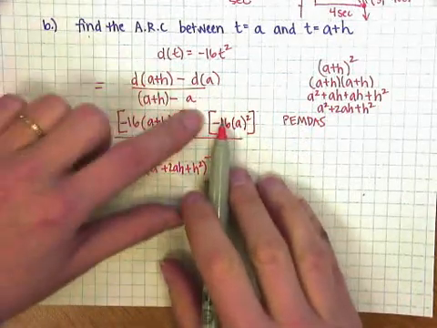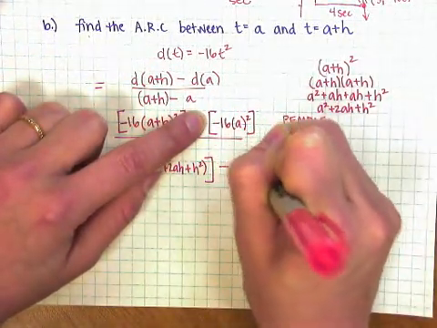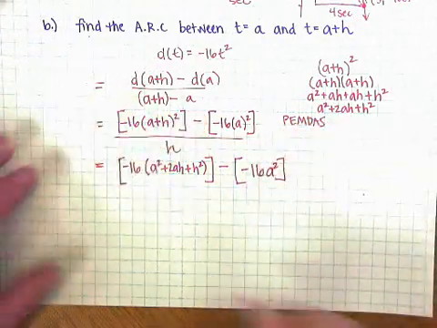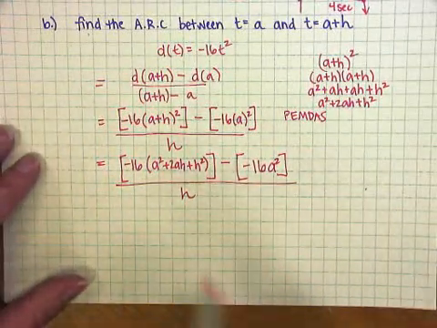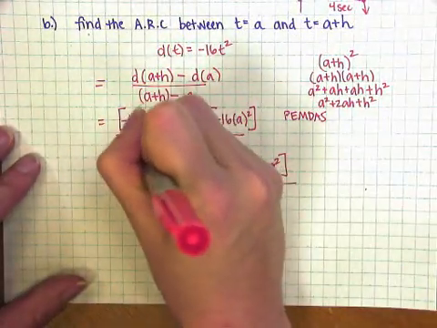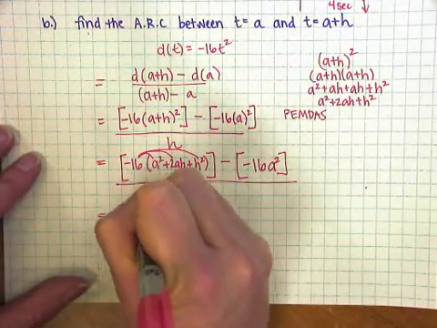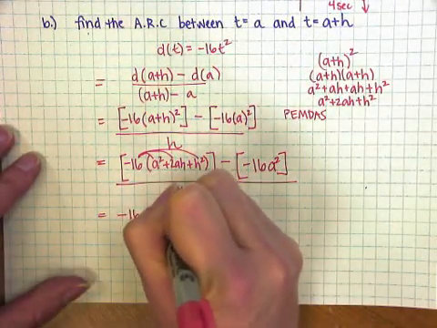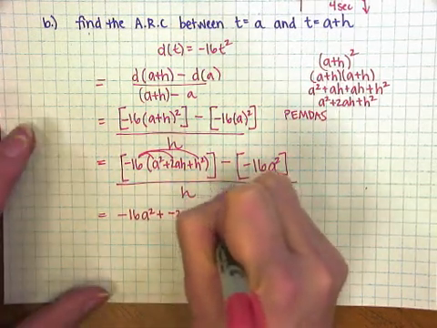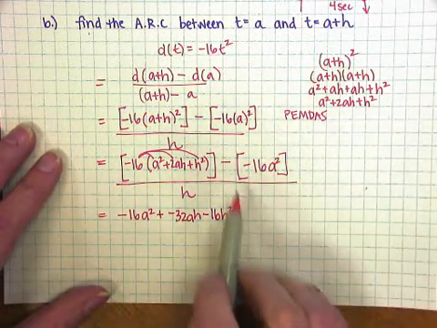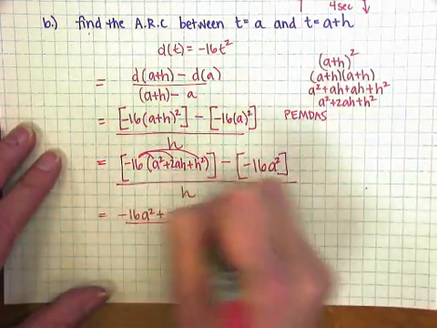So now I have negative 16 times a squared plus 2ah plus h squared, minus, now in this set of parentheses, a squared is just itself, so I'm going to have negative 16a squared. So that was nice. And I still have an h on the bottom. Now I need to distribute my negative 16 into my parentheses because it's multiplication. So I get negative 16a squared plus negative 32ah minus 16h squared. And then a minus is a plus 16a squared, and this is all over h.